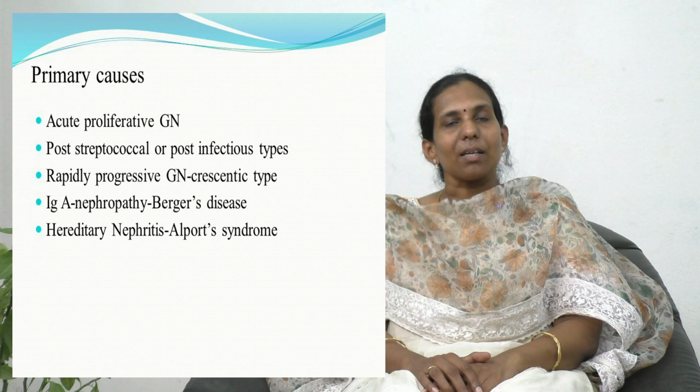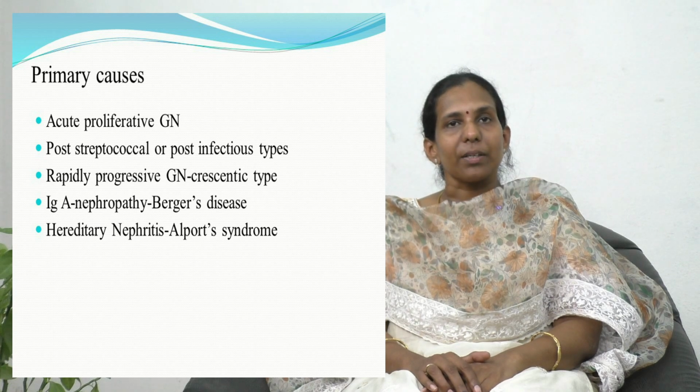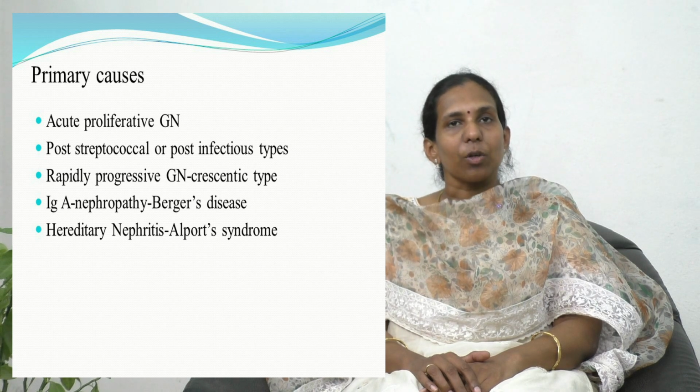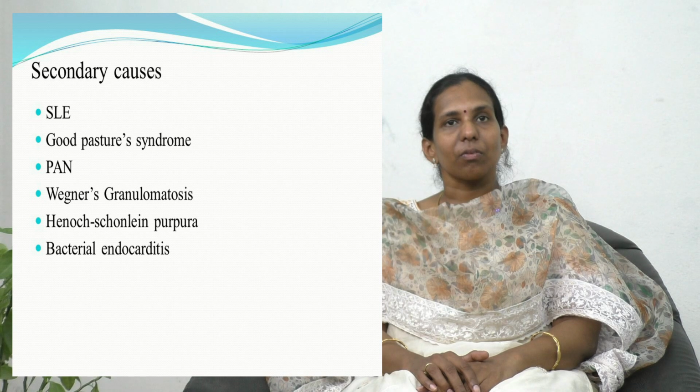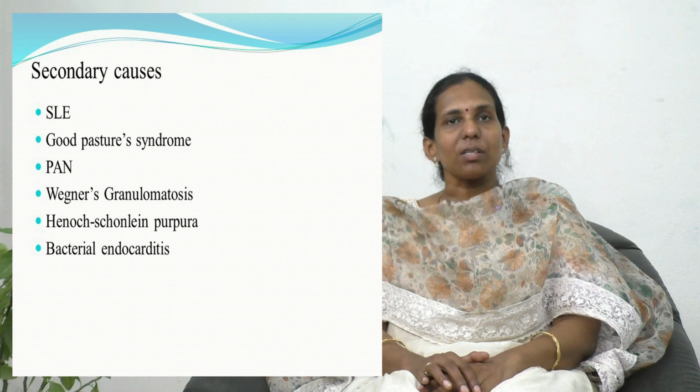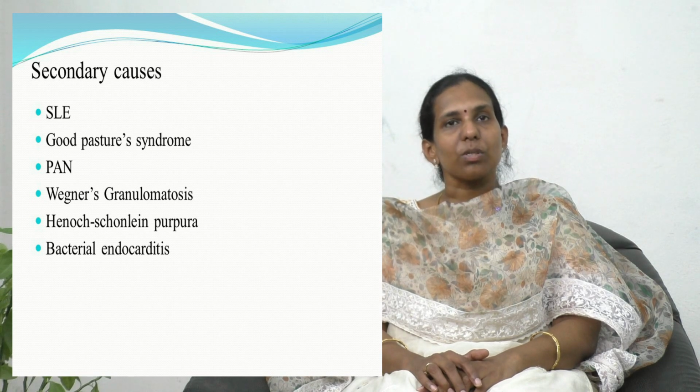The primary causes are acute proliferative glomerulonephritis, post-streptococcal glomerulonephritis, rapidly progressive glomerulonephritis, IgA nephropathy, and hereditary nephritis like Alport syndrome. The secondary causes are SLE, Goodpasture syndrome, polyarteritis nodosa, and Wegener's granulomatosis.